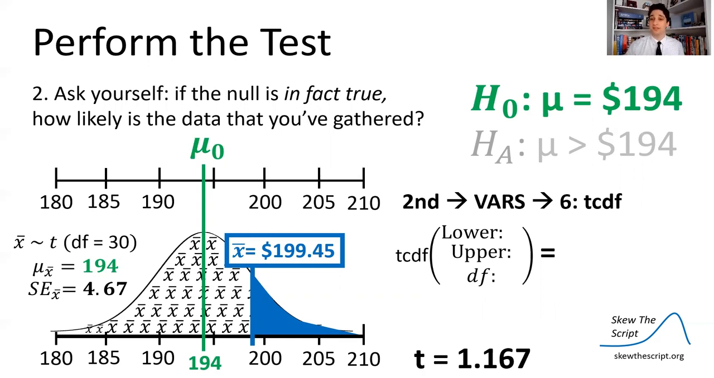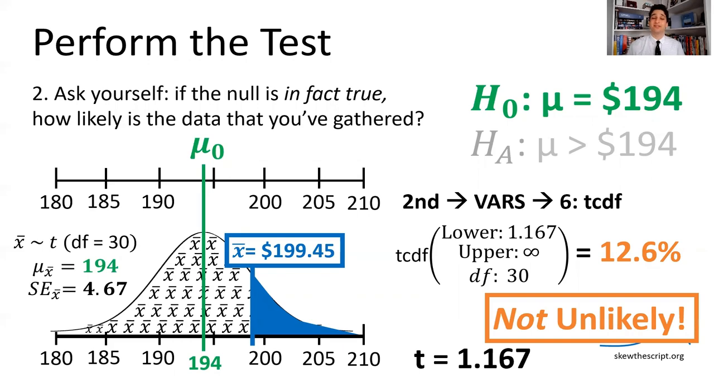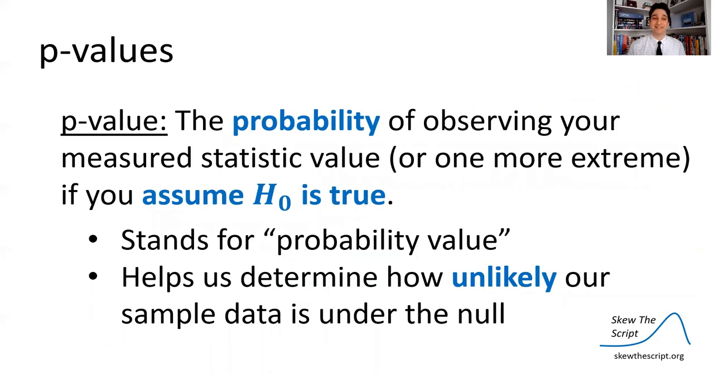So in order to do this, if you want to do it on your calculator really quick, you can do second vars 6 for the TCDF on a TI-84. If you do that, we're going to plug in these values here. Take a pause and try it out on your calculator if you want to try it out yourself. Otherwise, I'll show you another method for doing it later on. We get a value of 0.126, i.e. 12.6%. So it's not that unlikely. It's really not unlikely. And that is the p-value.